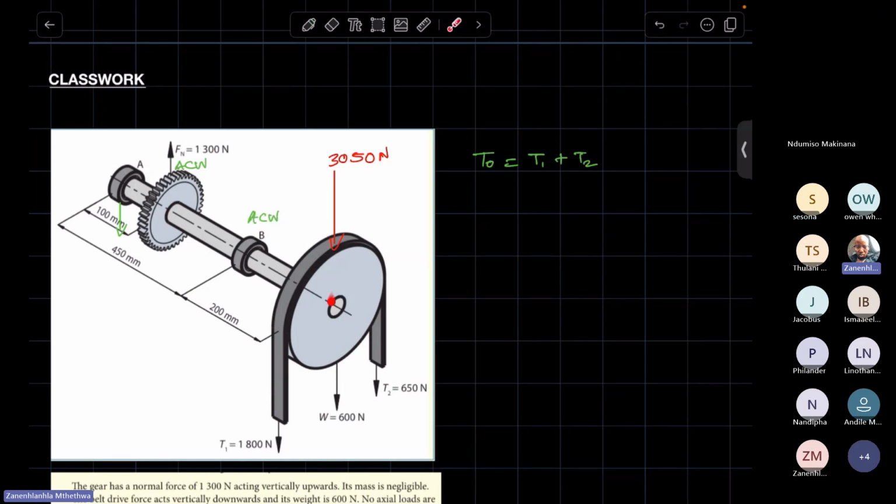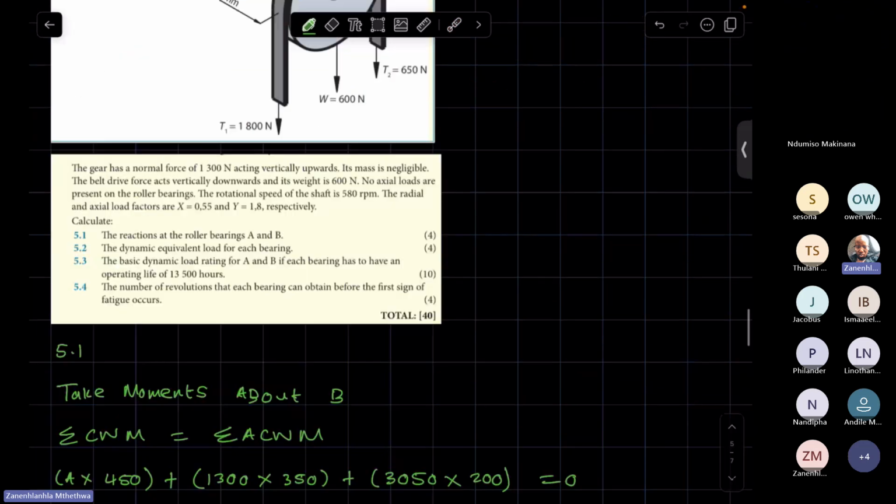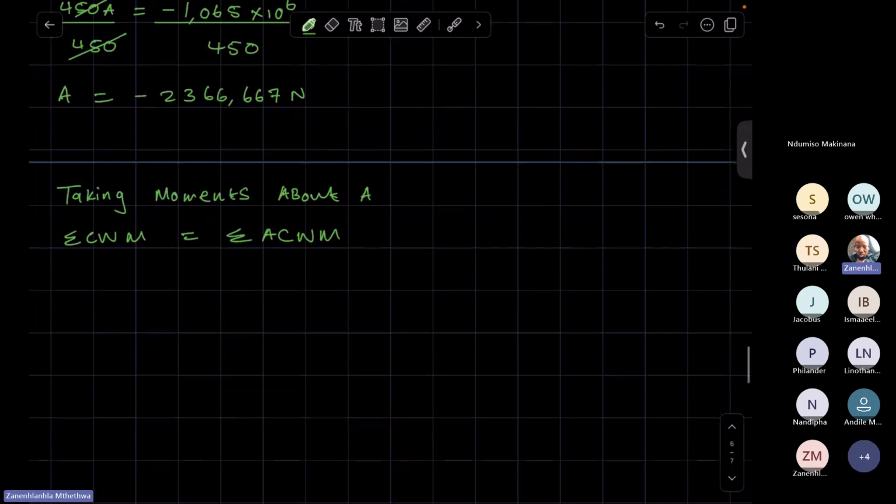And then you have this one. Now the turning effect that this has towards A will be this one. Is this clockwise or anti-clockwise? Clockwise. So we've accounted for any and all clockwise and anti-clockwise moments. We have just one clockwise turning effect, and the rest of the forces have an anti-clockwise turning effect. So going clockwise is the 3050.